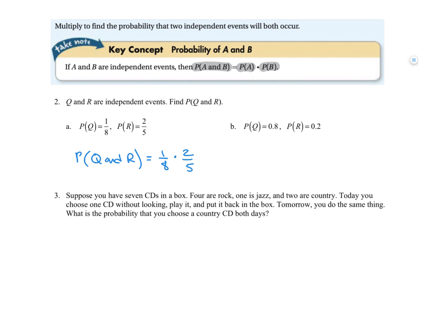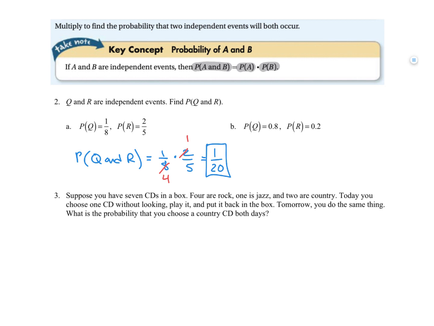And remember, when we multiply fractions, we do the top times the top, the bottom times the bottom. We can also simplify ahead of time. The 2 and the 8 can both be divided by 2, so that becomes a 1 and a 4, giving us top times top, 1, bottom times bottom, 20, 1 over 20.